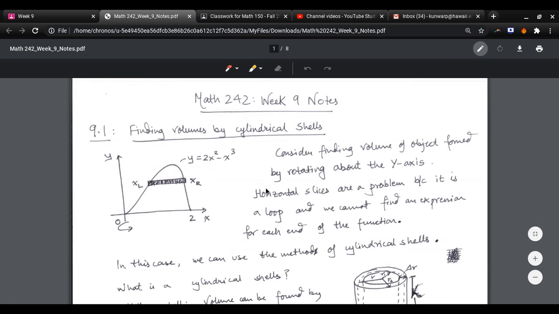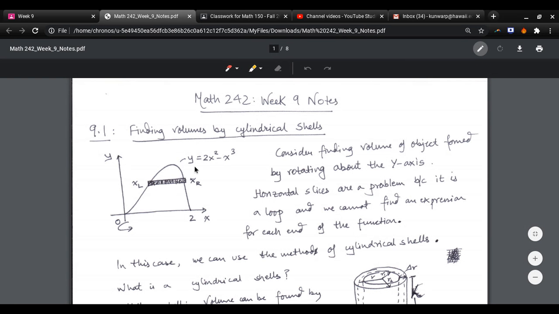We're going to continue with our work on application of integration. We've already seen how to find areas and volumes using a particular method. Today we're going to learn how to find volumes by what is called cylindrical shells. So first of all, motivation: why learn something else?